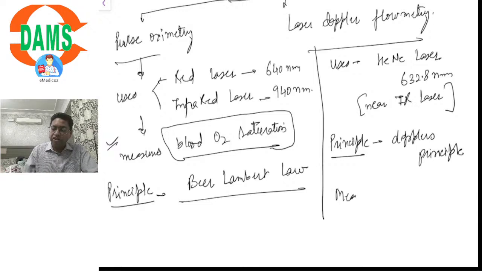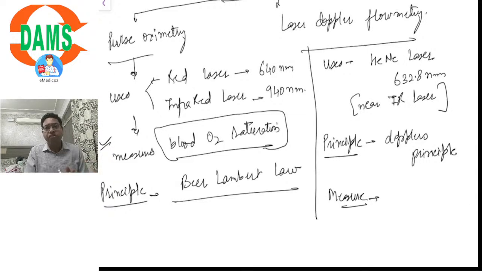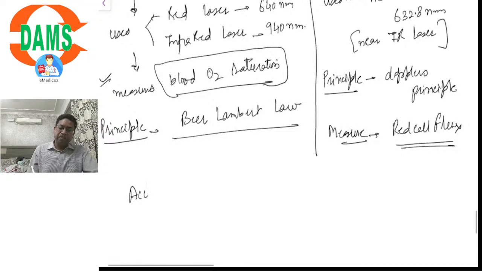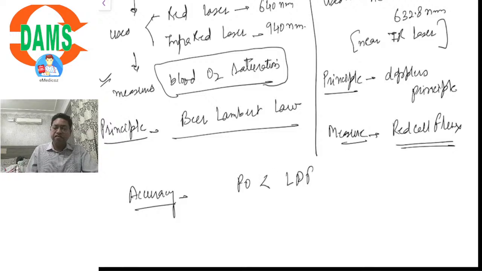So what would it actually measure? Unlike pulse oximeter, which measures blood oxygen saturation, laser Doppler flowmetry measures red cell flux. The parameter being measured is the red cell flux, and the principle on which it is based is Doppler's principle. So these are the two important and principal types of pulp vitality tests. If we have to see the accuracy of these two tests, then pulse oximeter is less accurate than laser Doppler flowmetry. Laser Doppler flowmetry is the most accurate pulp vitality testing method.